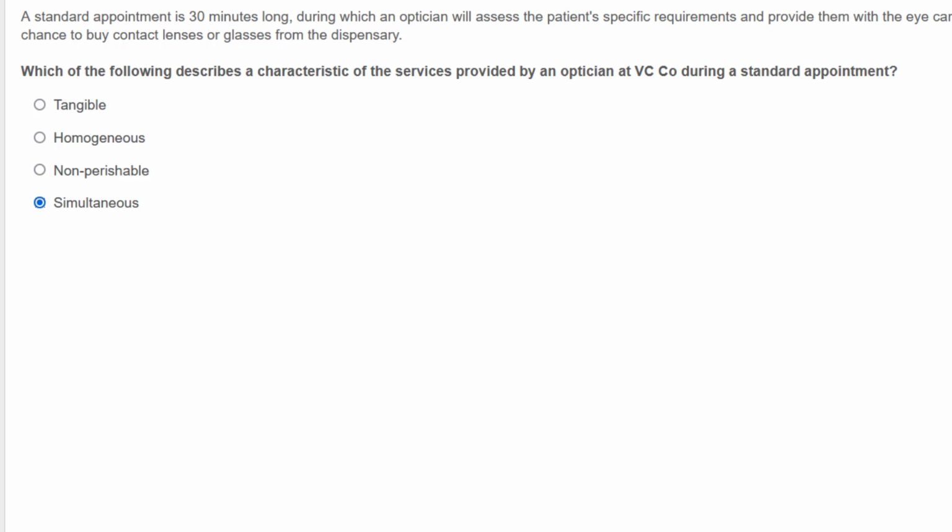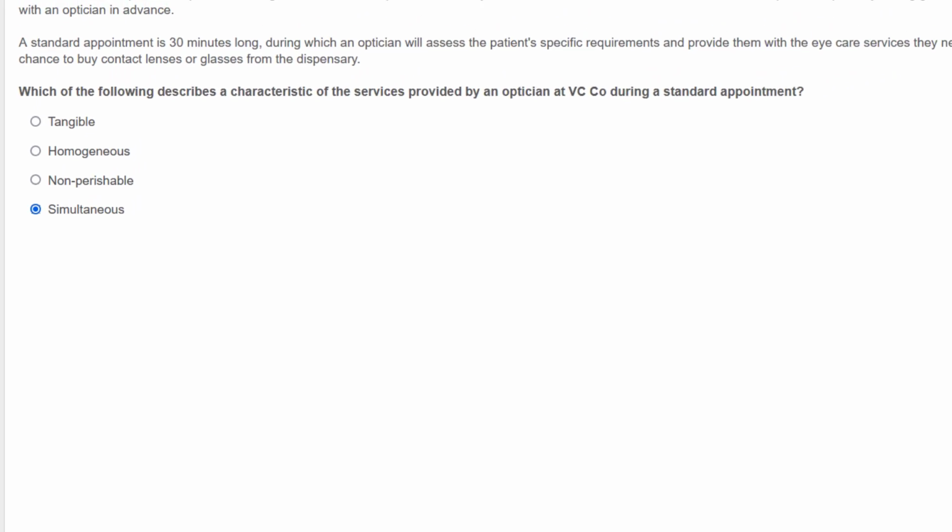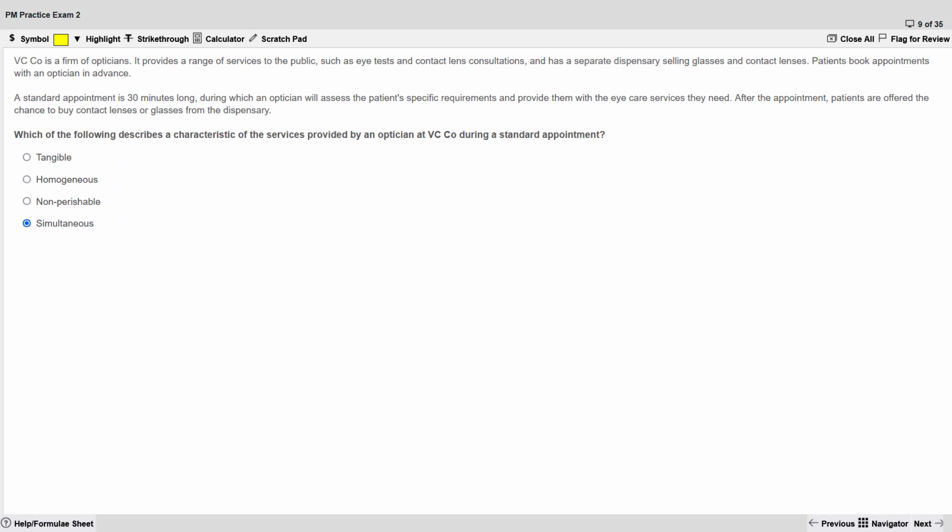And now, let's make sure, let's be thorough. Let's read the story. And we see that we have a standard optician with many services, and they can also buy contact lenses and glasses at the same time. So simultaneity fits best.